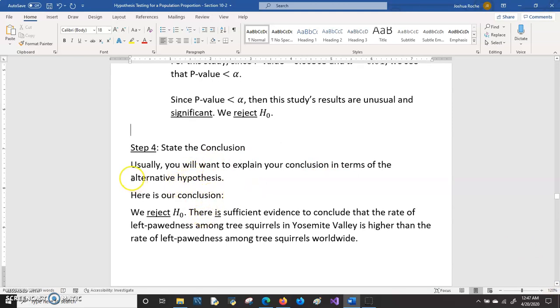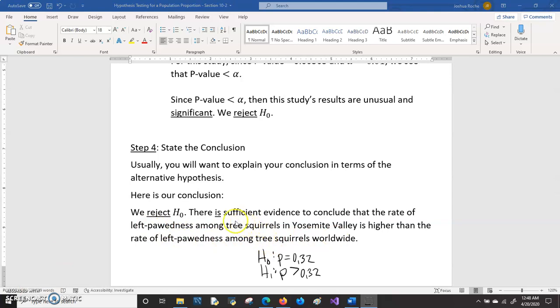Step 4 would be to state the conclusion, and again, this conclusion is going to be stated in terms of the alternative hypothesis. So here's our conclusion. We reject the null hypothesis. There is sufficient evidence to conclude that the rate of left podness among tree squirrels in Yosemite Valley is higher than the rate of left podness among tree squirrels worldwide.